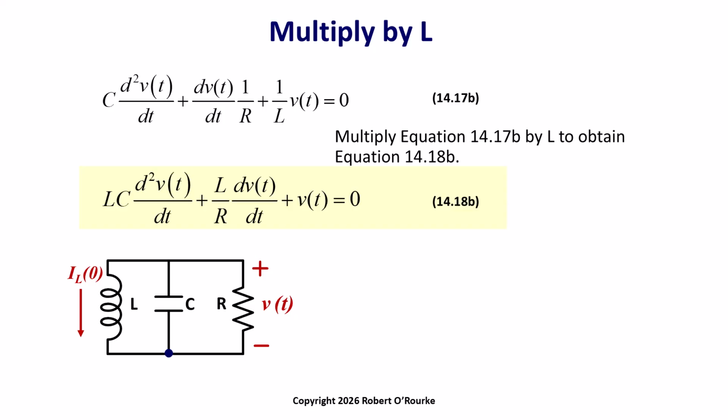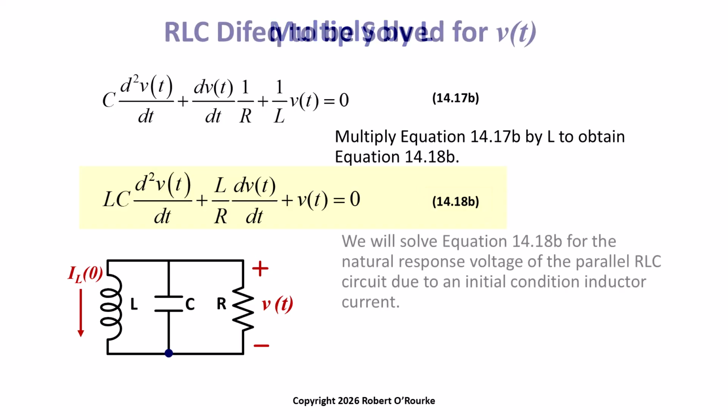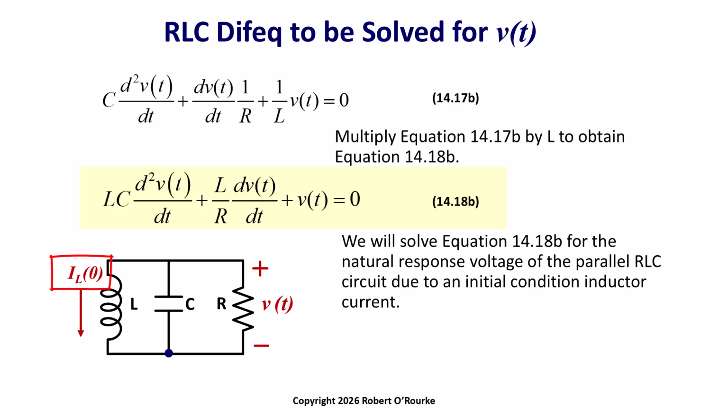Multiply equation 14.17b by the inductance L to obtain equation 14.18b. Equation 14.18b is the equation we need to solve to derive the natural response voltage of the parallel RLC circuit. The circuit is responding to the initial condition inductor current I sub L0.